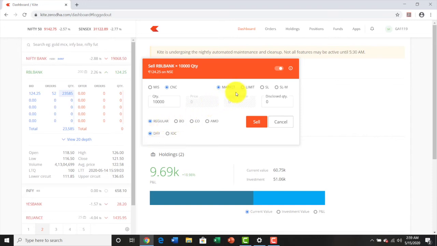When I talk about the limit, what if I want to sell it, but I believe that the price will go to 125 today only? So I simply place 125 here, a regular order, a day order, CNC limit, at 125, 10,000 quantities, disclosed quantity at 1000. Basically, it will sell 1000 quantity first at 125, and it will continue this process 10 times, guys. Basically, that's your selling process.